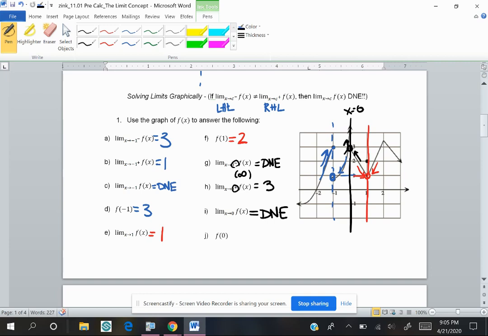And f of 0, also, we don't know. There's no solution there. We have no y value at 0 because it's an asymptote for that left-hand side. So it's never going to touch it, never going to cross it. And there's an open circle coming from the right side.